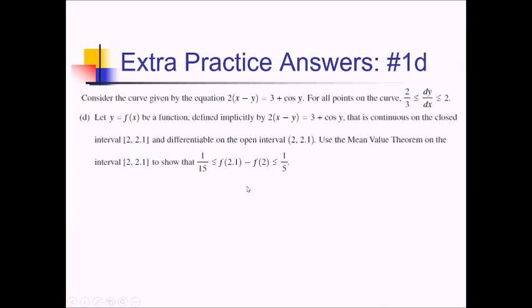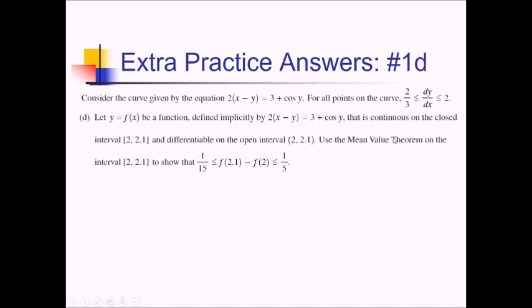On this last part of the problem, they're telling us that y equals f of x is a function after all, defined implicitly by the equation they gave us in the beginning, and they're telling us that it's continuous on the closed interval 2 to 2.1 and differentiable on the open version of that interval. And they want us to use the mean value theorem on the interval to show that this relationship holds.